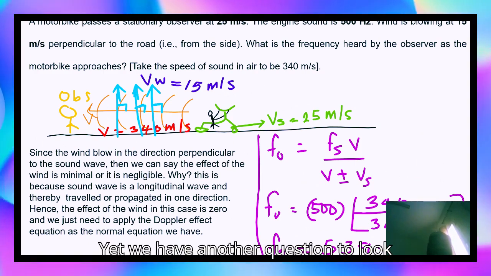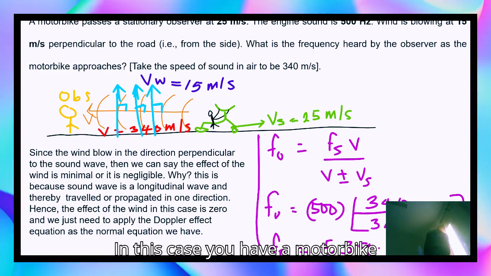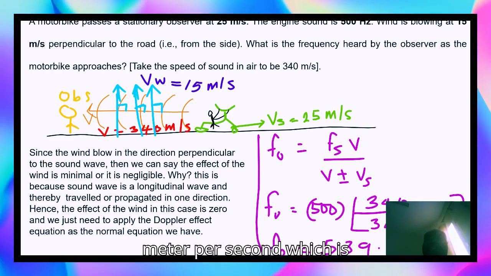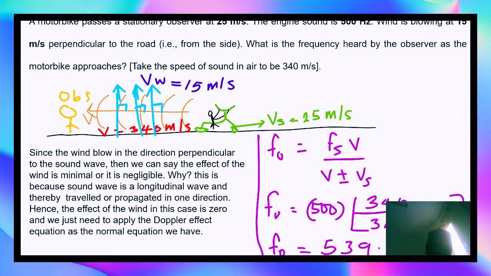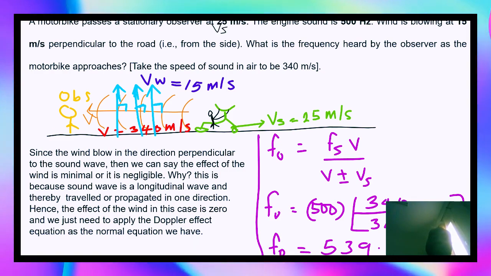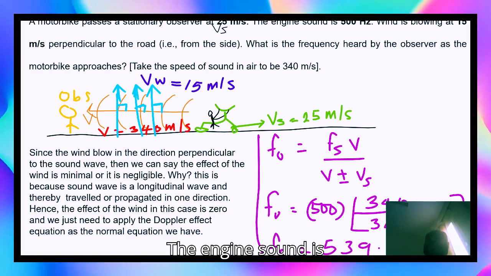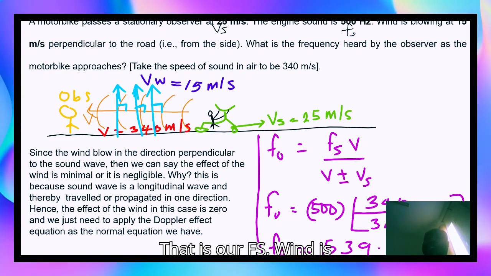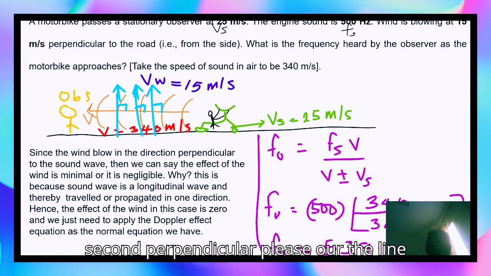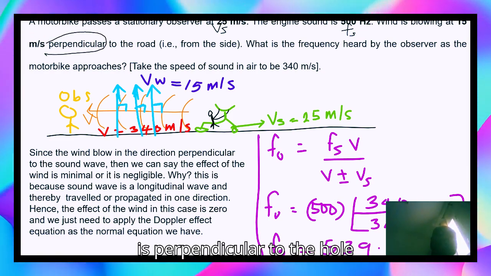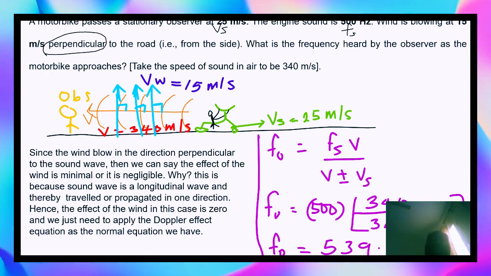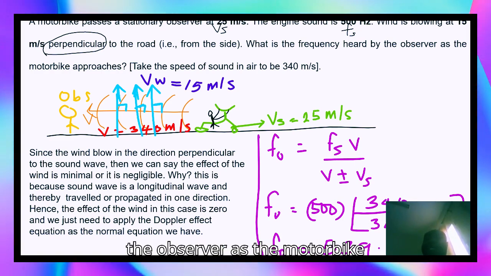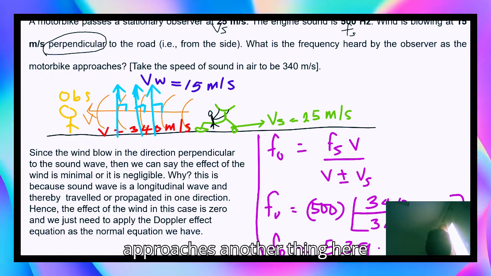Yet we have another question to look into. In this case, you have a motorbike passing a stationary observer at 25 meters per second, which is the Vs. The engine sound is 500 Hz, that is our Fs. Wind is blowing at 15 meters per second perpendicular. Please, I would underline this word perpendicular: to the road, that is from the side. What is the frequency heard by the observer as the motorbike approaches?